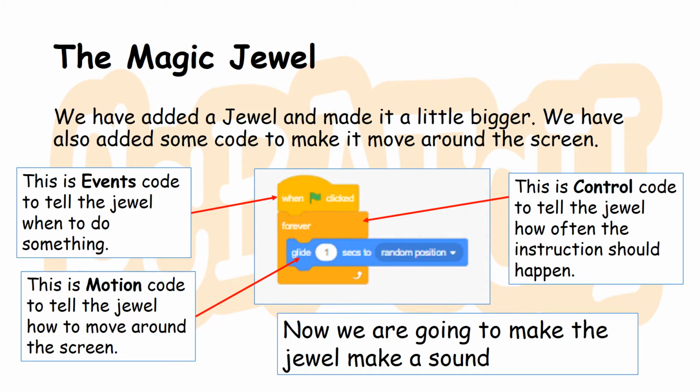So the magic jewel. We've added a jewel and made it a little bigger. We've also added some code to make it move around the screen. The yellowy orange code is an events code to tell the jewel when to do something. In our case, when the green flag is clicked. The orange code is a control code and it tells the jewel how often the instruction should happen. We've said to do it forever, so it needs to keep on going when the green flag has been clicked. The blue code is motion code and it tells the jewel how to move around the screen. In our case, it's just going to glide slowly each second to a random position, so it will keep moving to different places. Now we're going to make the jewel make a sound.